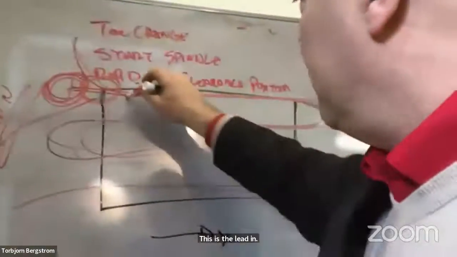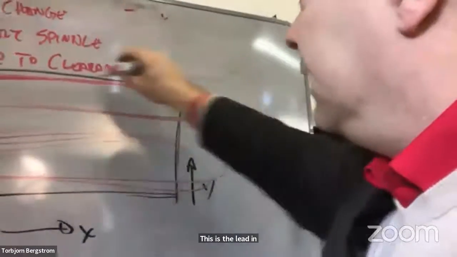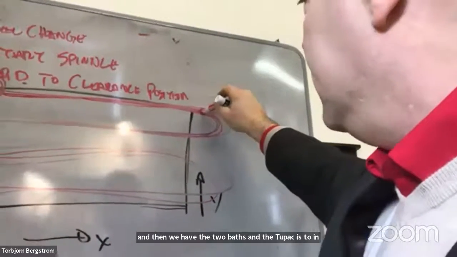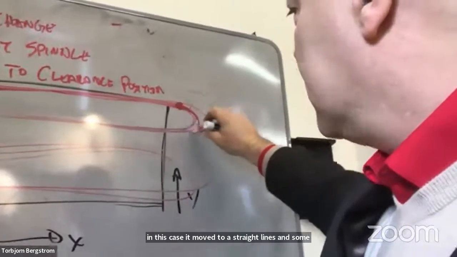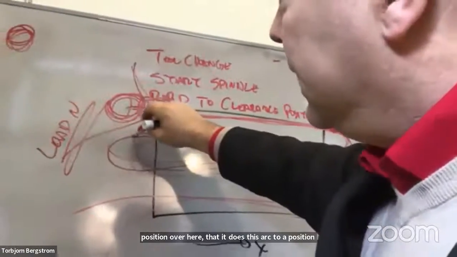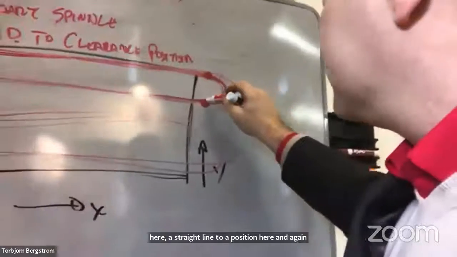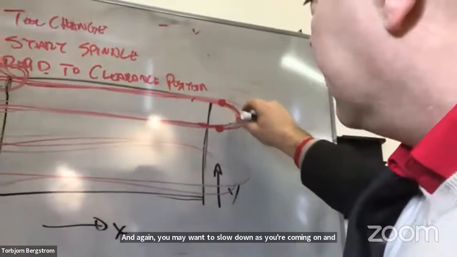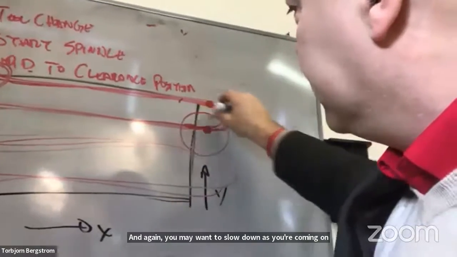And then we have the tool path. In this case, it moves in a straight line to some position over here. Then it does this arc to a position here, and a straight line to a position here. Again, you may want to slow down as you're coming on and off the part. You may not actually get completely off the part at this point if the tool's like that.